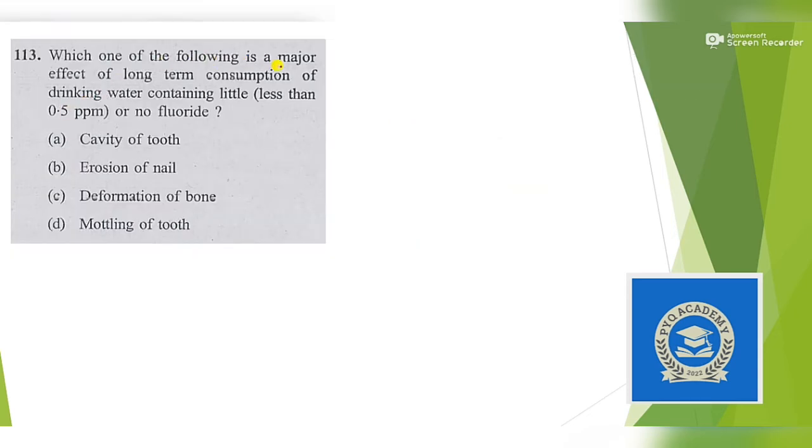Next question. Which one of the following is a major effect of long-term consumption of drinking water containing less or no fluoride? So there are two cases for fluoride. One is less, another is more, and in both the cases it is harmful. If you are consuming less fluoride, then it will cause cavity in your tooth. And if you are consuming more fluoride, then it will cause mottling.